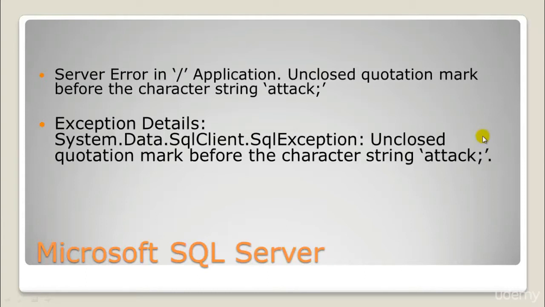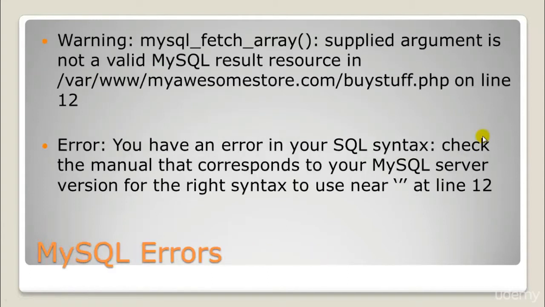You don't actually need to know much in detail about exactly what this is. So I'll show you different types of errors that people normally get. This is another one: supplied argument is not a valid MySQL fetch array, and as you can see, it's in var www myawesomestore.com. That var means it is running under Linux. If you have an error in your SQL syntax, check the manual that corresponds to your MySQL server version for the right syntax. That means the names are inside quotes at line 12, and it is vulnerable to multiple quotes.